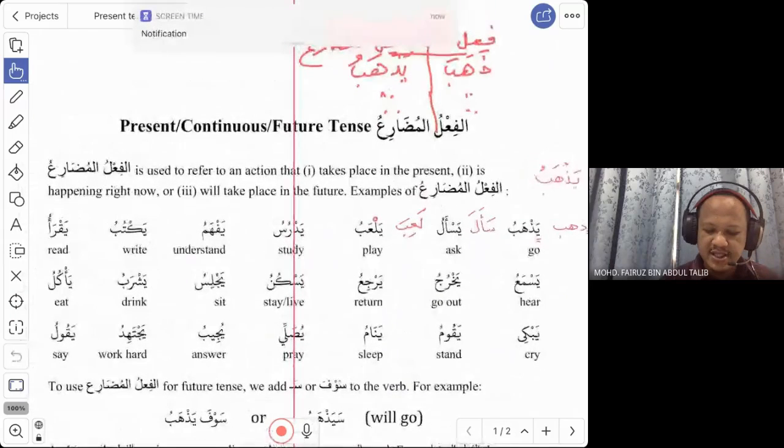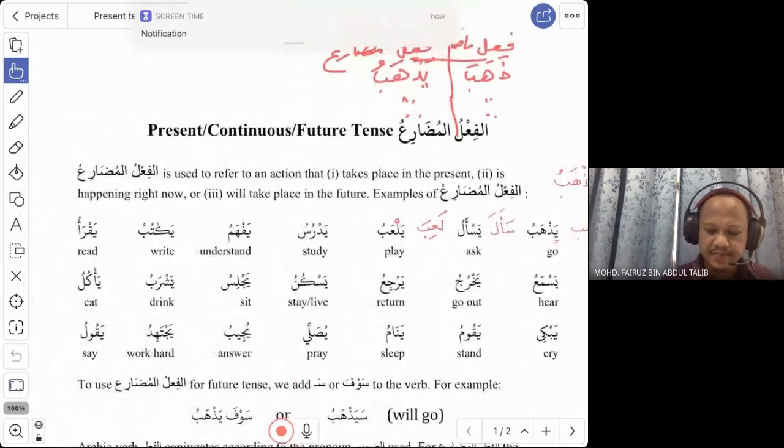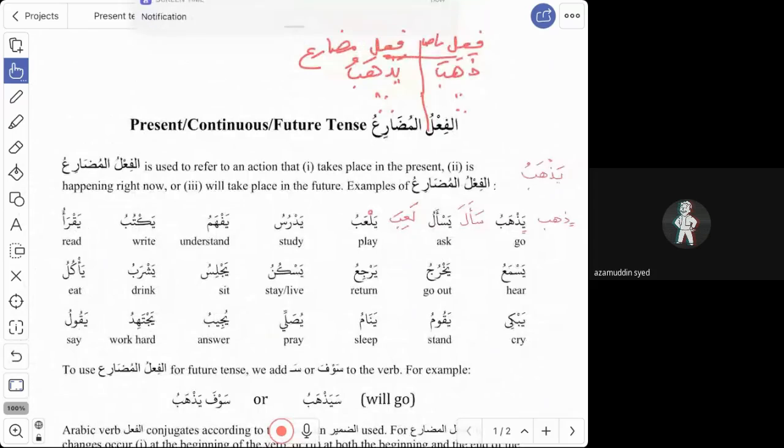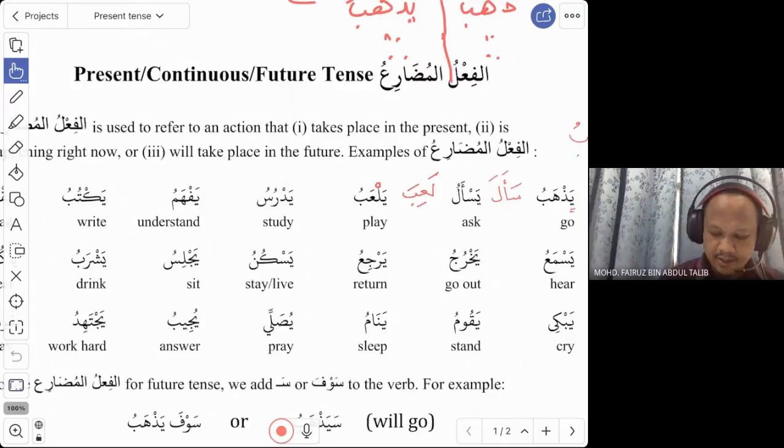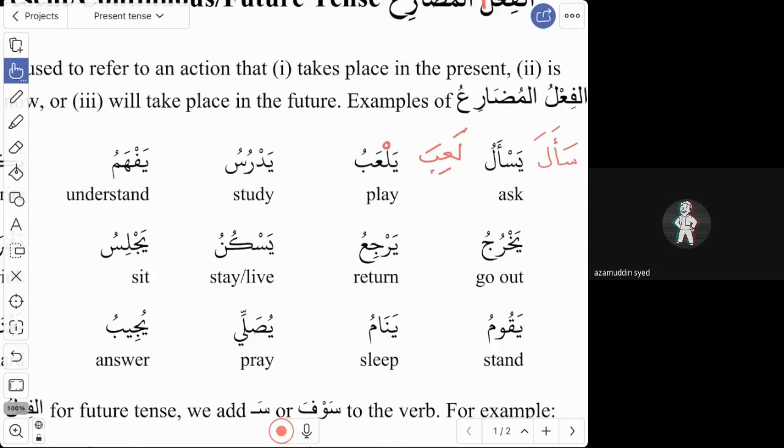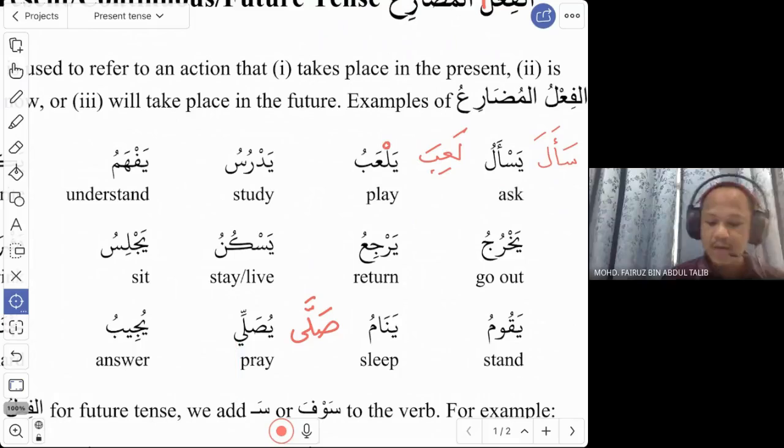So far, any question before I continue with the lesson? Any questions? Yes. I have a question, Ustaz. About the verb yusalli. In madi we use salla. Yes, correct. In madi we use salla. Should we change the ya at the back, if the madi ends in a special alif? Okay, for this one, right? Okay, thank you very much.